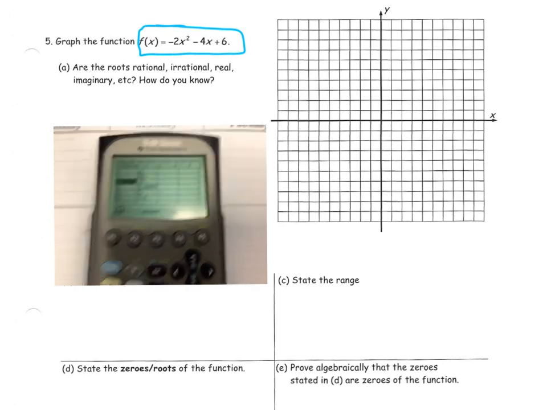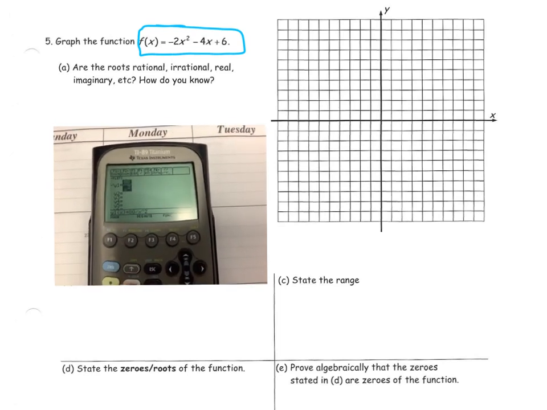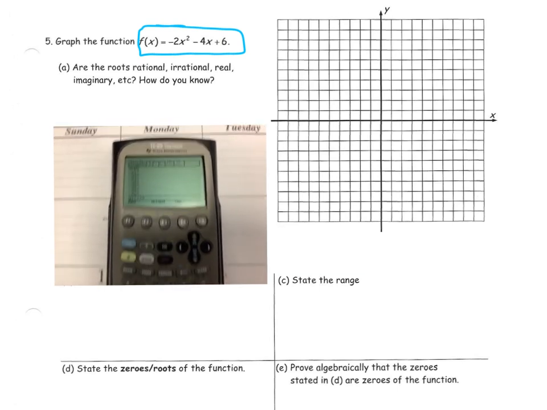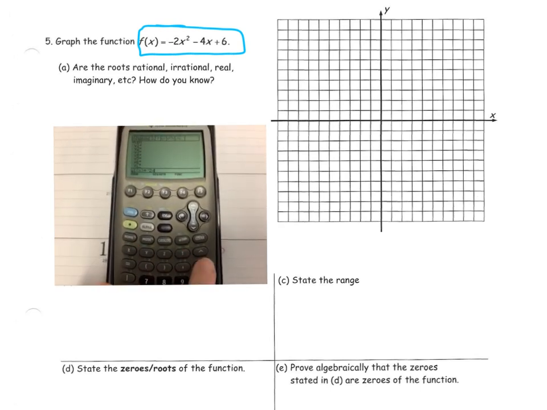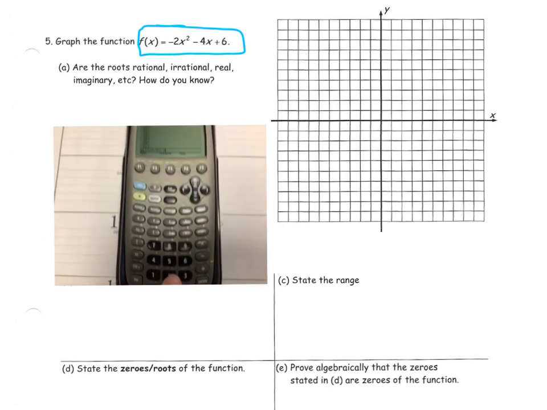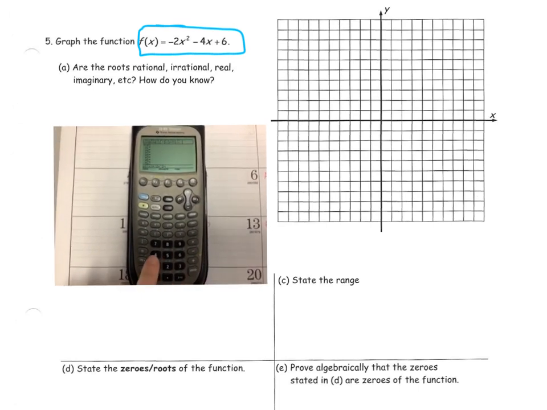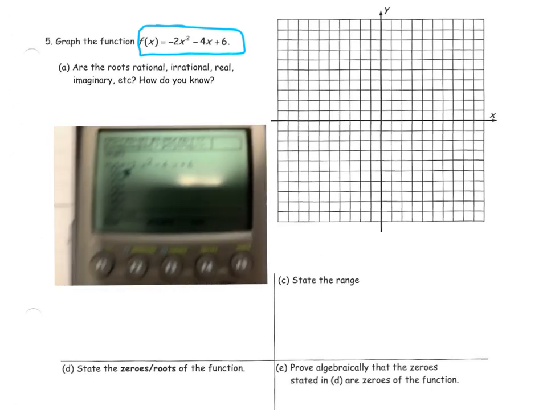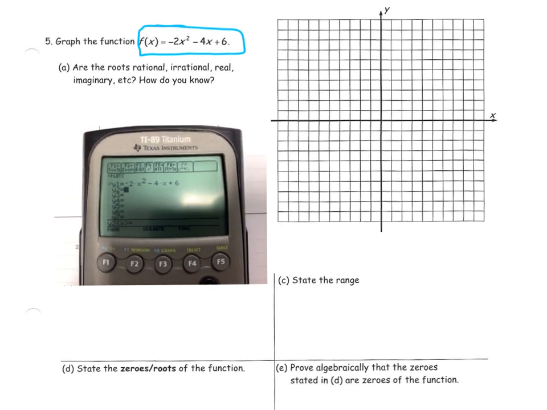All right, so here is my calculator. I'm going to hit diamond F1 to get to the y equals screen, clear out whatever's in there, and then let's just type in the equation. So we have negative 2x squared minus 4x plus 6. Hopefully you guys can see this. Don't forget to click enter. So there's my equation typed in. All right, hopefully that's clear.